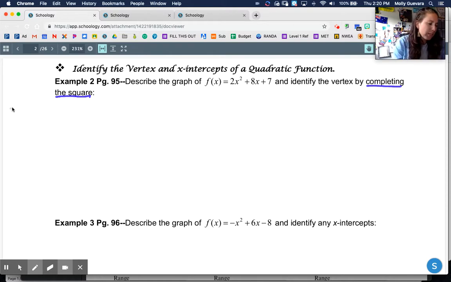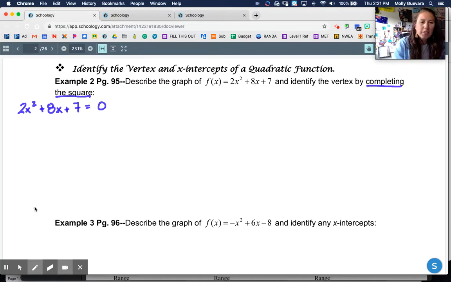So the first step when you complete the square is you're going to take your equation and you're going to set it equal to 0. I prefer to have the 0 on the right-hand side, and that's just a weird personal preference of mine. So I'm going to write this equation, and I'm going to set it equal to 0 on the right.